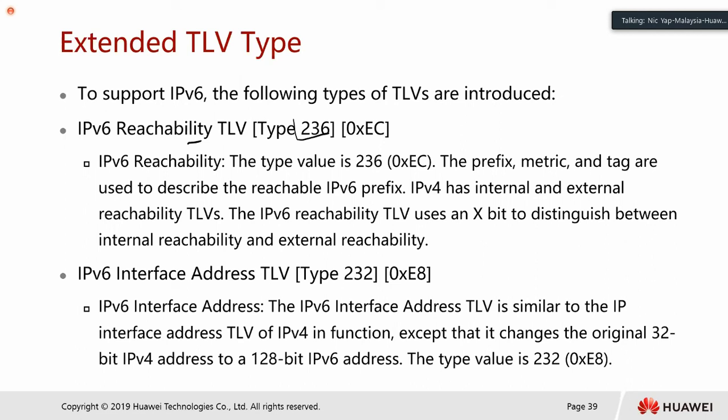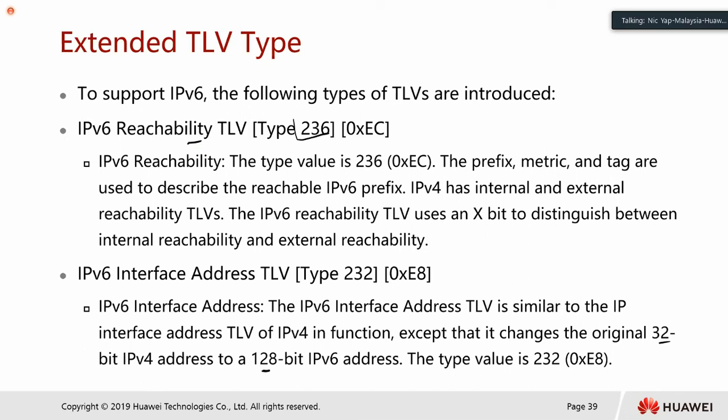All right. And for the IPv6 interface addresses, it will be very similar to the IP addresses in the TLV. It's just that they change from 32-bit to 128-bit for the IPv6 address that they're going to be representing. This is how they represent the IP addresses, going from 32-bit up to 128-bit.